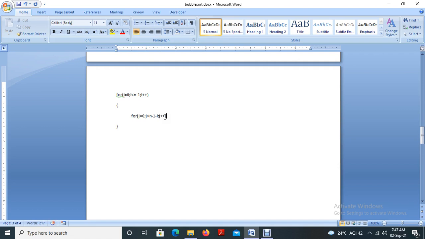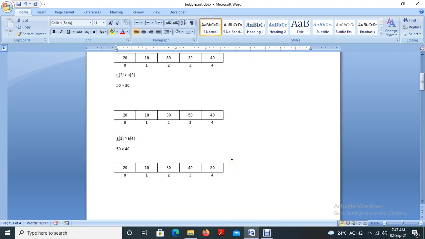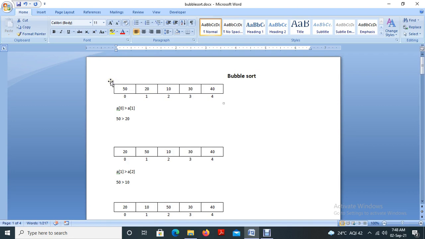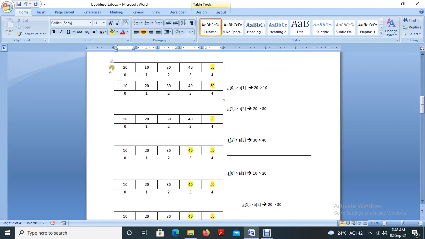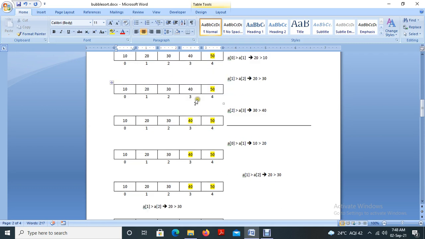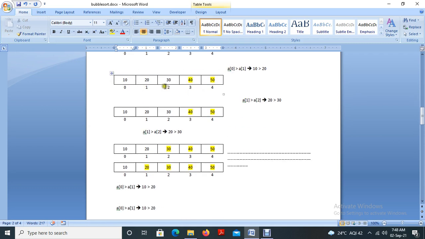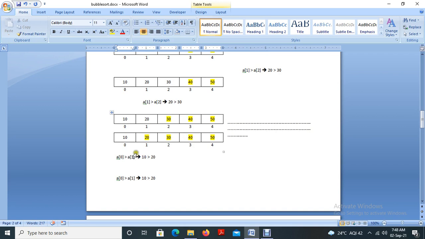Hope you understand. So this for loop is to do the iterations. So you have to understand the iteration and the internal comparison. This is the first iteration. In this first iteration we start the comparison up to 4. In the second iteration we start the comparison from 0 to 3. In the third iteration from 0 to 2. In the fourth iteration from 0 to 1, and in the fifth iteration we compare from 0 to 0.